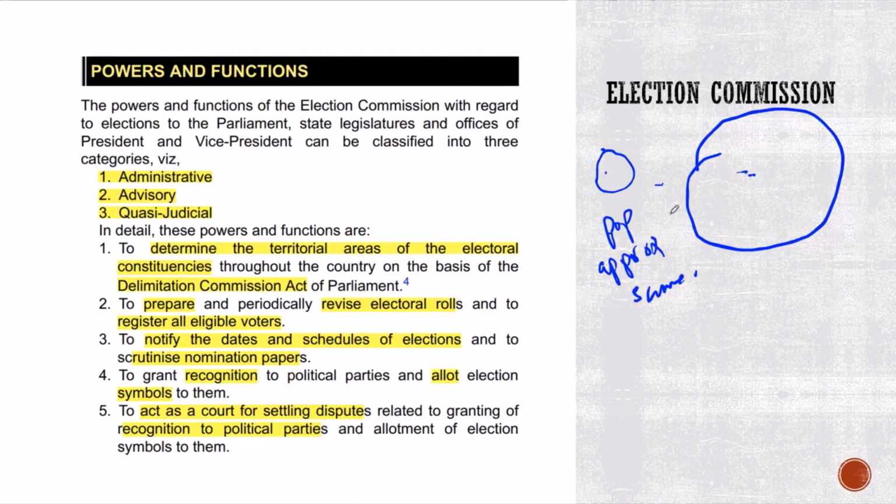To notify the dates and schedules of elections and scrutinize the nomination papers. So let us say that you want to nominate yourself as a member. When you contest in elections these days, you have to submit what is called your nomination papers. Do you know what things are there in your nomination papers? Have you guys seen a nomination paper? You've not seen a nomination paper, that is fine.